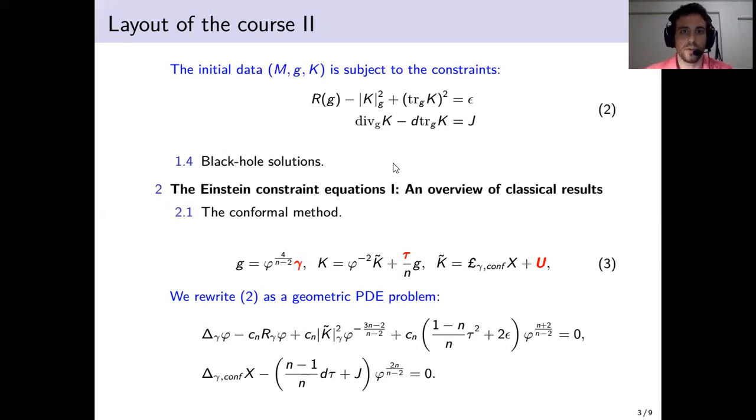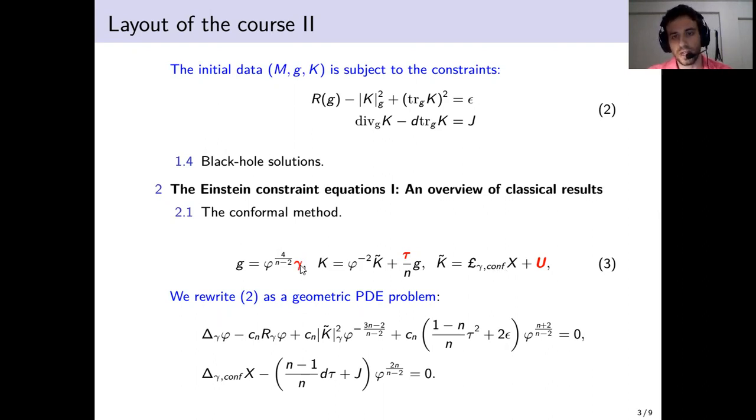The second chapter will concern an overview of classical results, and we will start with the so-called conformal method. This is the best known method to produce solutions of the constraint equations, and the idea is here to split the geometric data (g, K) in this form here, where the red quantities are the freely prescribed quantities, and we try to solve the equations then for a conformal factor, and this part of the trace-free part of the extrinsic curvature.